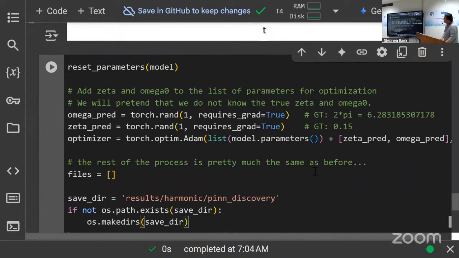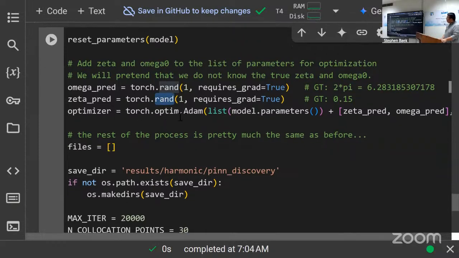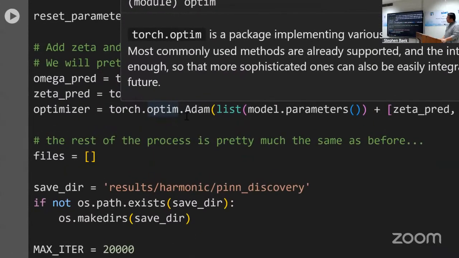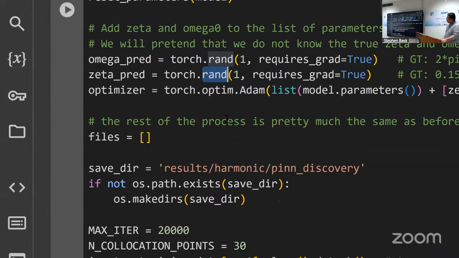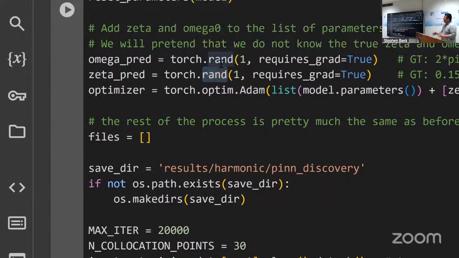Why are we using? Oh, we're just randomly initializing omega prediction and the zeta. You could do that. Yeah, you could do that. But without knowledge of what omega and zeta might actually look like, a reasonable thing to do is to just initialize with some random value. But if you want to start with some specific value, feel free to do so. That's not a problem.